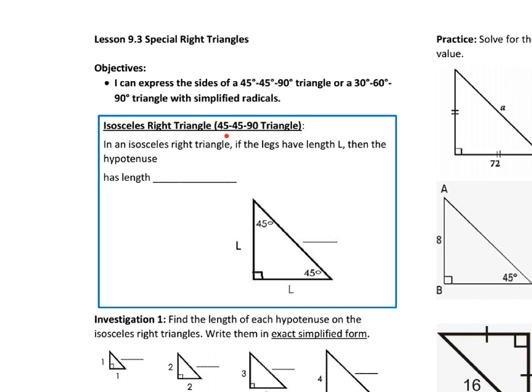Isosceles right triangle, 45-45-90 triangle. In an isosceles right triangle, if the legs have length L, then the hypotenuse has length L square root of 2. So if you look at the figure here, across from the 45 is the leg, across from the 45 is the leg, and then across from the 90 is L square root of 2. So whatever the leg length is times the square root of 2.